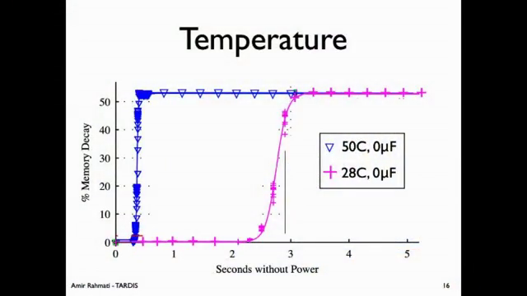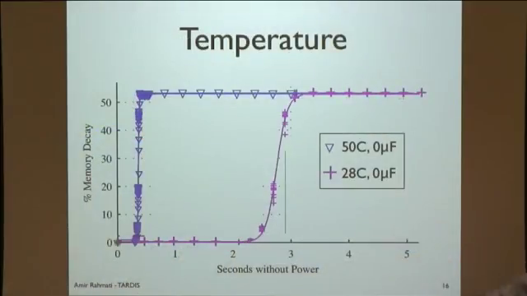OK. So here's some more detailed measurements about temperature. And so each one of these data points is a measurement where we had to run that thermal chamber, get it to a precise temperature, measure it to make sure it actually was that temperature, and then use the DAC to power it up for the precise amount of time for that particular measurement.